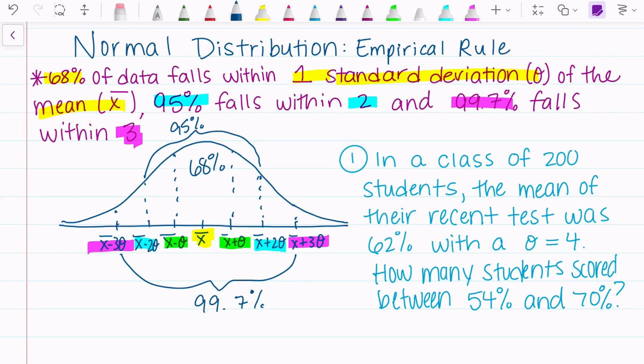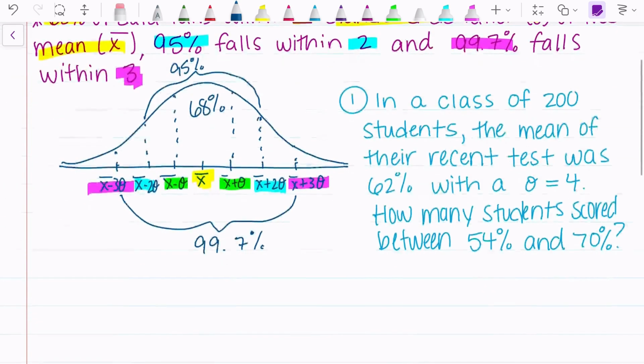My first question, I've just got a few examples here to help us grasp it. It says, in a class of 200 students, the mean of their recent test was 62% with a standard deviation of 4. How many students scored between 54 and 70? Sometimes you might be given a question saying, here's how many people or how many things we have, this is the mean, this is the standard deviation, how many fell in this certain interval? And that's what we're looking at here.